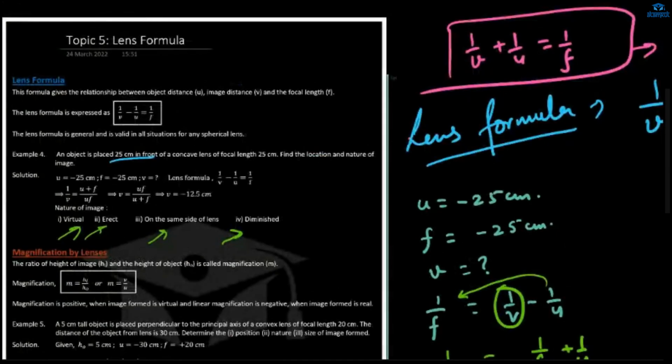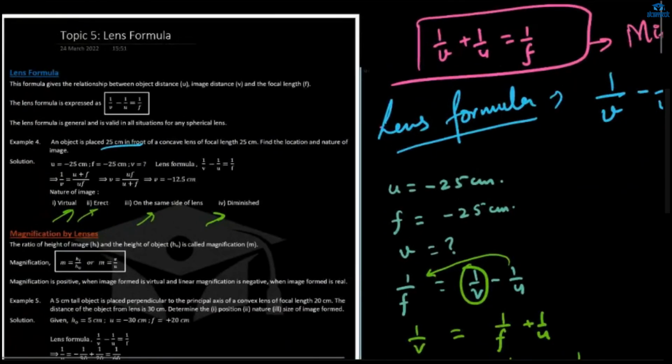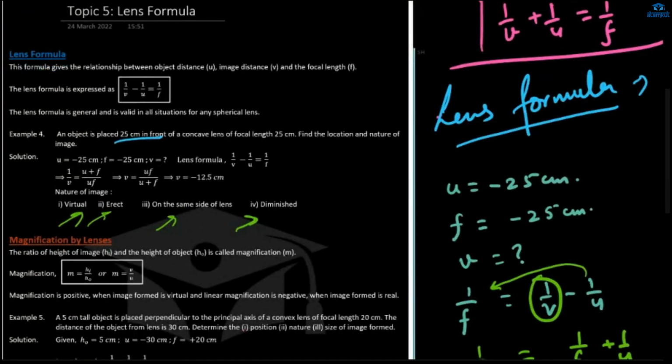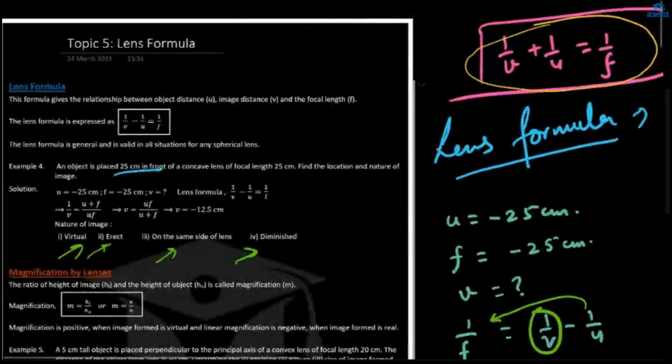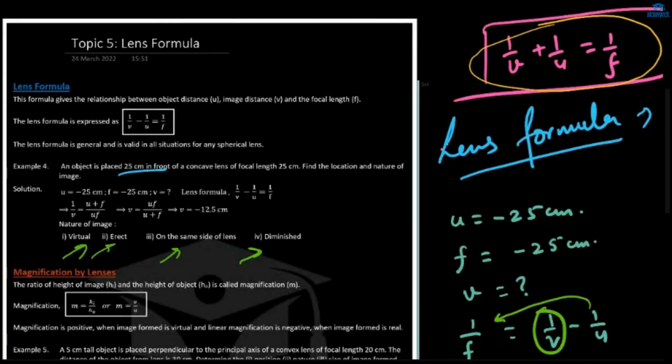Okay, ma'am. So the lens formula, just like the mirror formula, 1 by V plus 1 by U is equal to 1 by F. This was the mirror formula, right? Yes, ma'am. And for the lens formula, it is 1 by V minus 1 by U is equal to 1 by F. We just have a minus in between 1 by V and 1 by U. Sign convention will be like that only.